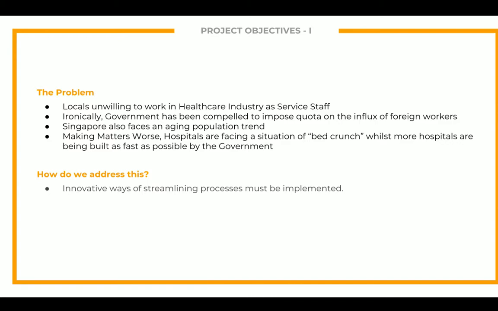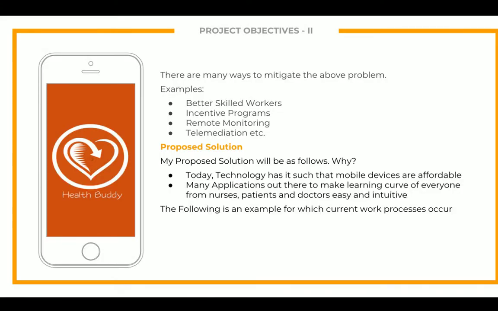So how can we address this problem? We can come up with innovative ways of streamlining processes that must be implemented. So let's go on. There are many ways to mitigate the above problem. For example, we have better skilled workers, incentive programs, remote monitoring, telemedicine, etc. So my proposed solution will be as follows.